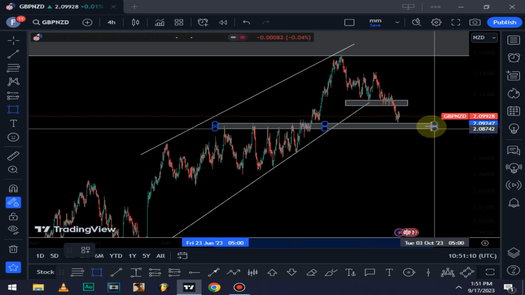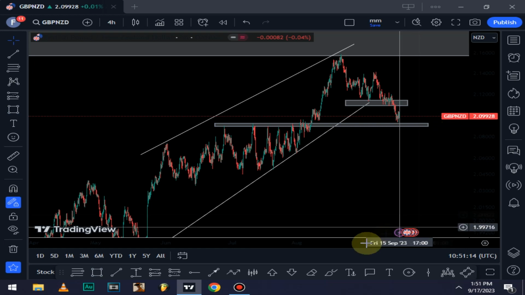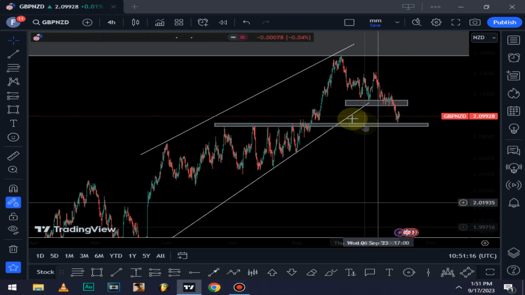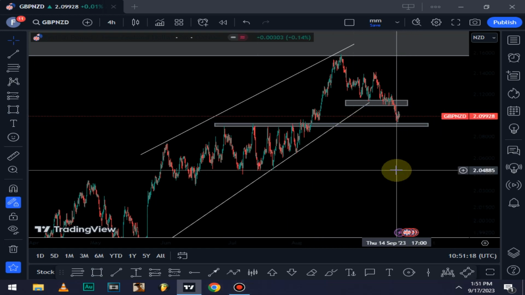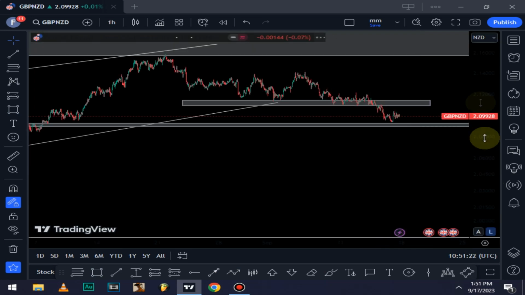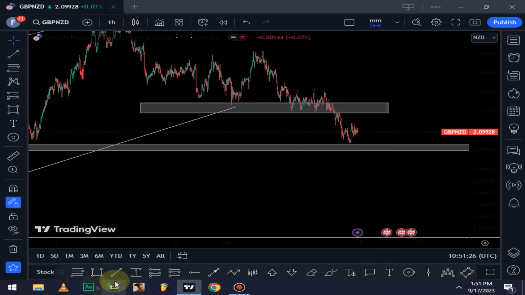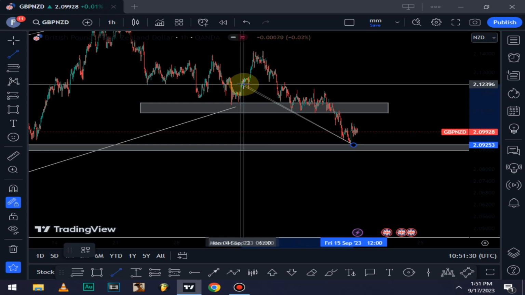Oh yeah, as you can see, that is where the price is actually currently in. So let's hit the H1. Okay, and on the H1, this is what's happening. Of course, I can see that the market is still in a downtrend though.